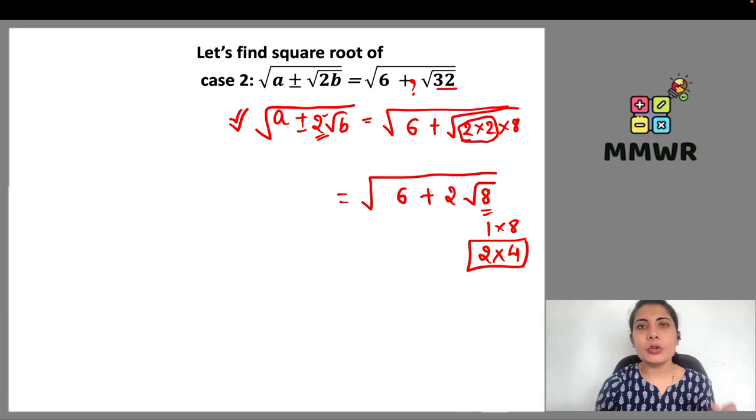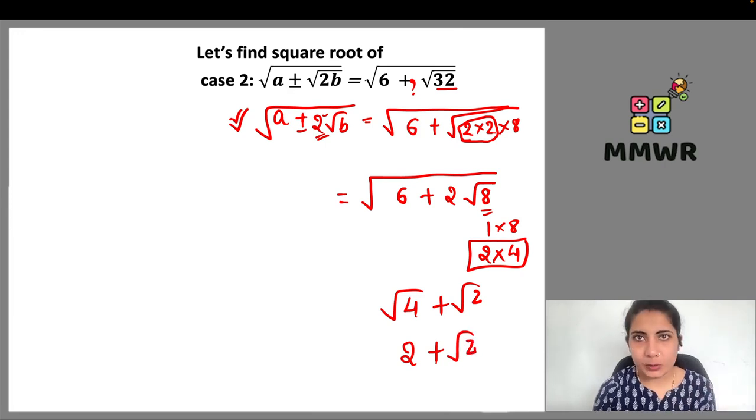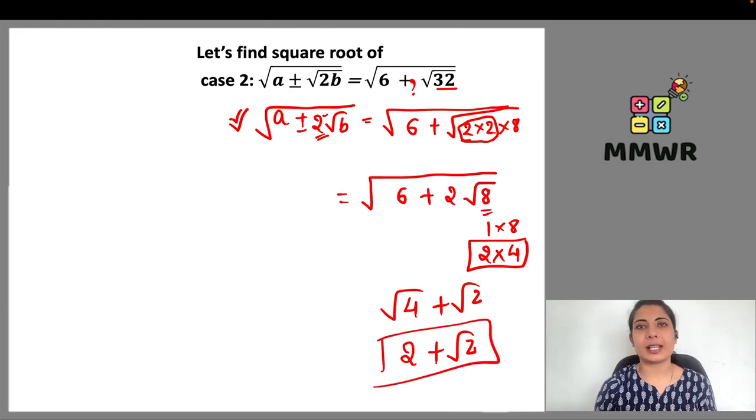So this root over 6 plus 2 root 8 can be written as root 4 plus root 2. And further this root 4 can be written as 2 plus root 2. Root 4, which is a perfect square, 4 is a perfect square. So this can be written as 2 plus root 2. So this will be the final answer.